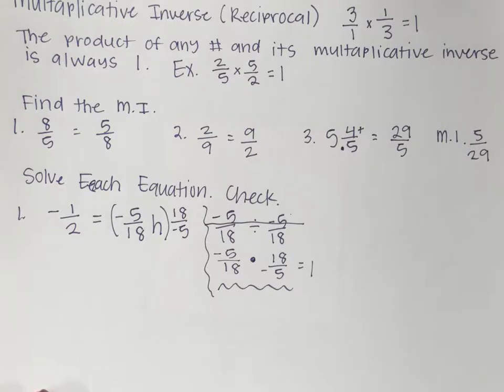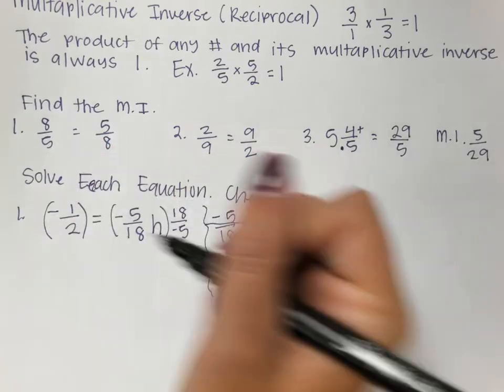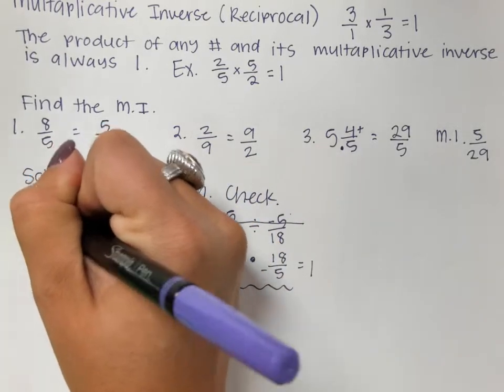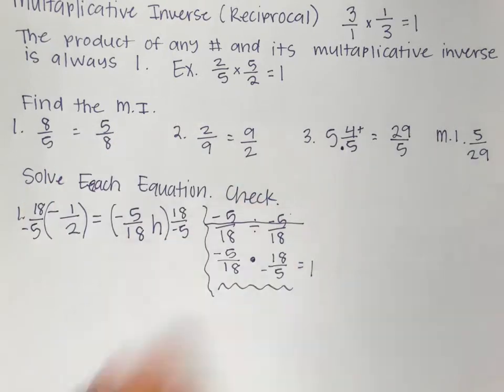Whatever I do to one side, what else do I have to do? I have to do the same thing to the other side. So that means I'm multiplying both sides by 18 over negative 5. Do you have to put in parentheses? No, you don't have to, as long as you put that multiplication sign in between so you know you're multiplying. I just think it's easier because it kind of separates both my numbers. It's easier to see.